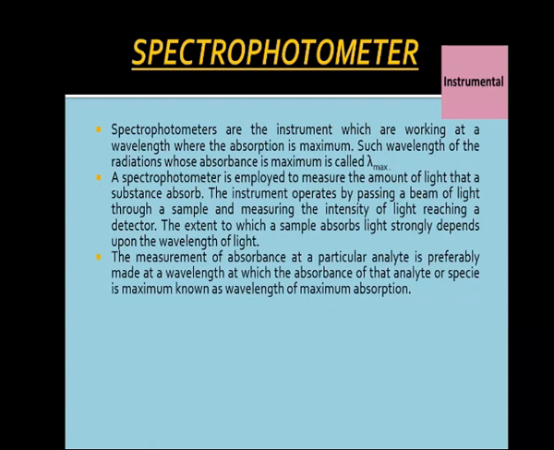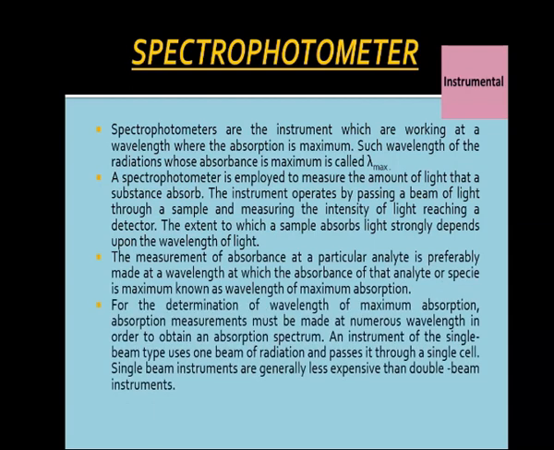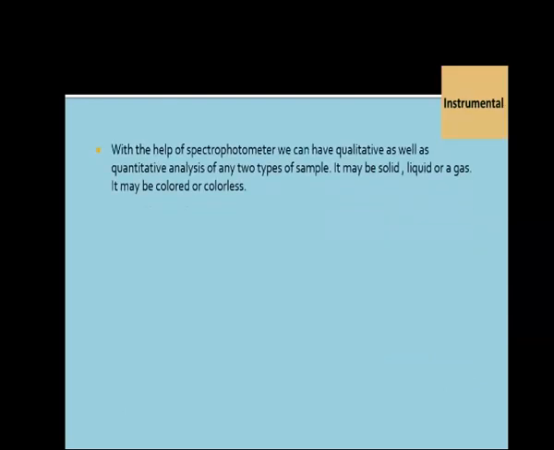The measurement of absorbance of a particular analyte is preferably made at a wavelength at which the absorbance of that analyte or species is maximum, known as the wavelength of maximum absorption. For the determination of wavelength of maximum absorption, measurements must be made at numerous wavelengths in order to obtain an absorption spectrum. An instrument of a single beam type uses one beam of radiation and passes it through a single cell. With the help of a spectrophotometer, we can have qualitative as well as quantitative analysis of any type of sample. It may be solid, liquid, or a gas. It may be colored or colorless.